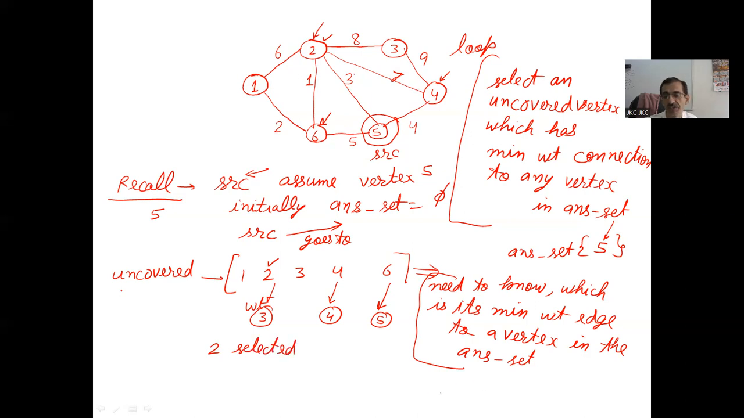So then my answer set will become 5 and 2. Now, based on this, I will say uncovered vertices are 1, 3, 4, and 6. And they also need to know the minimum weight edge connection towards this. And we will find again similar and proceed like this. So this was how Prim's algo was working. Now, let's go towards its logic development and implementation, and then I'll be again coming back to this.